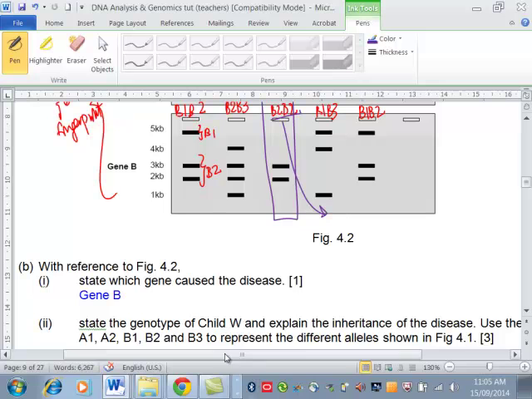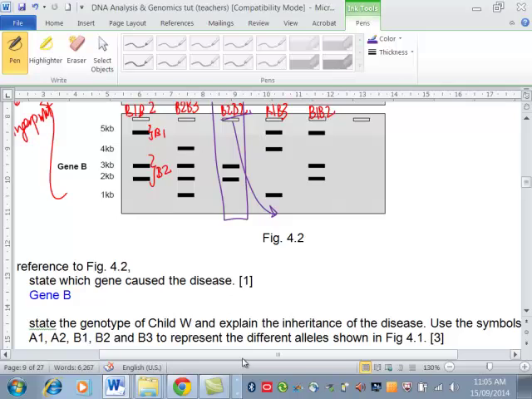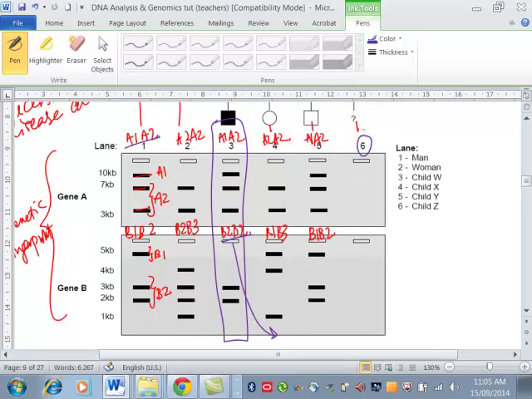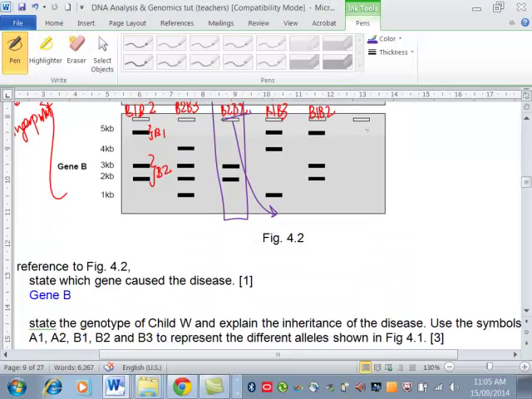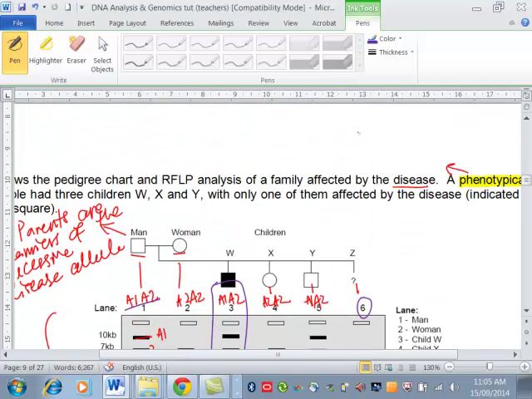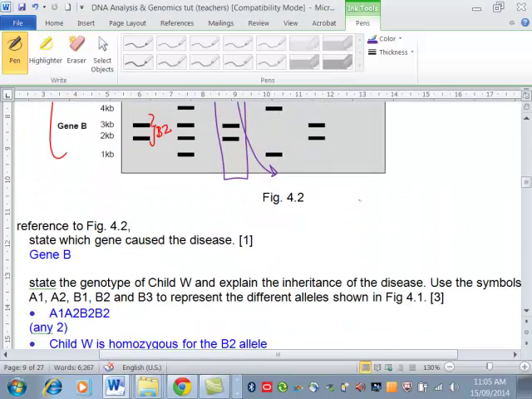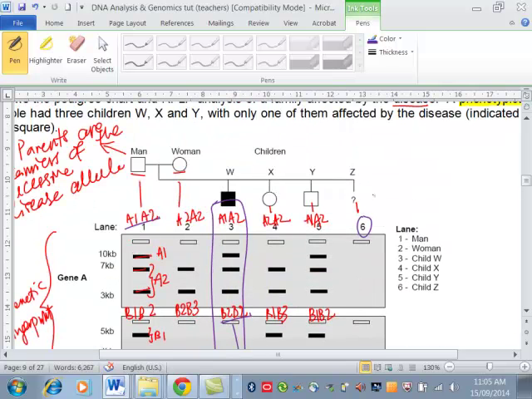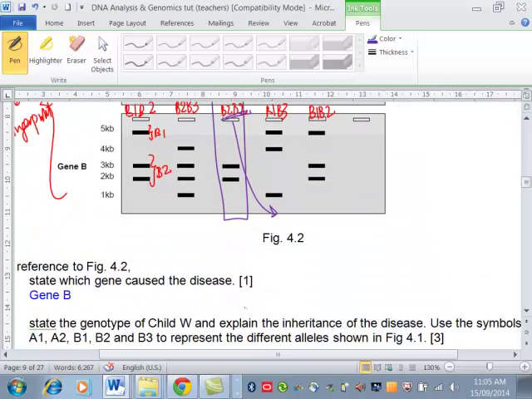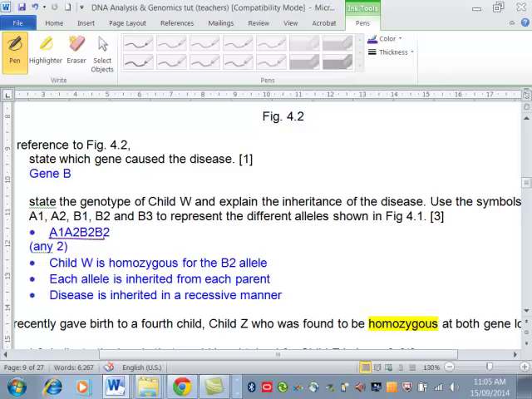Part 2 says state the genotype of child W and explain the inheritance of the disease. Child W is lane number 6, and we are supposed to state the genotype in terms of A1, A2, B1, B2, B3. So W is A1, A2, B2, B2. And to explain the inheritance: W is homozygous for the B2 allele, because one allele is inherited from each parent and the disease is recessive. So here is where we confirm that the disease is recessive. When we saw it was rare, we thought it could be recessive. When we saw the fingerprint, it confirms our suspicion. Can everyone follow? Okay, good.